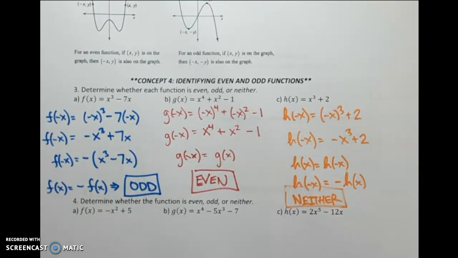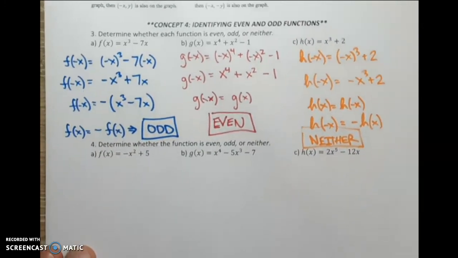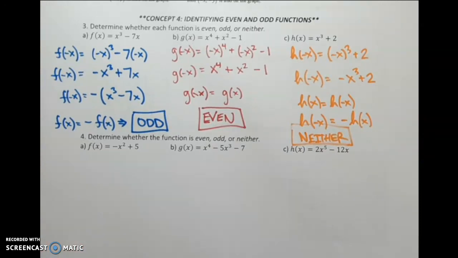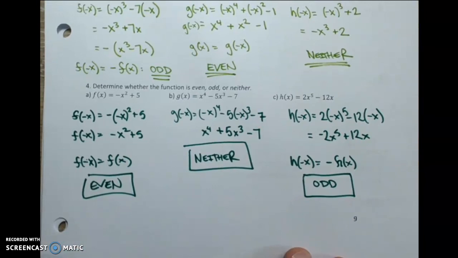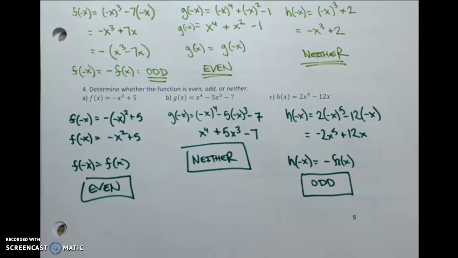Alright, that's all we're doing there. Go ahead and give number 4 a chance. Give it a go. Pause it now so you can take some time to work on it. And then I'm going to have your answers here as you unpause. Alright, there are our answers. It should go even, neither, odd. That is all we have for 4.8.